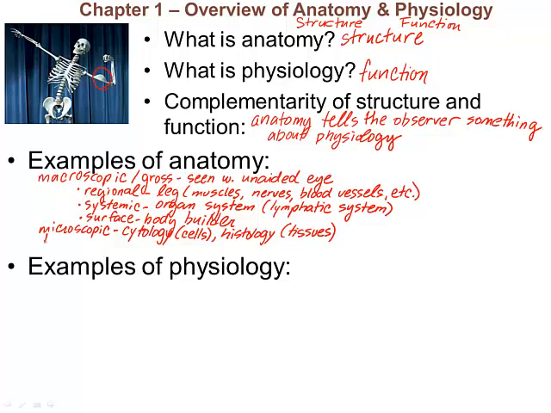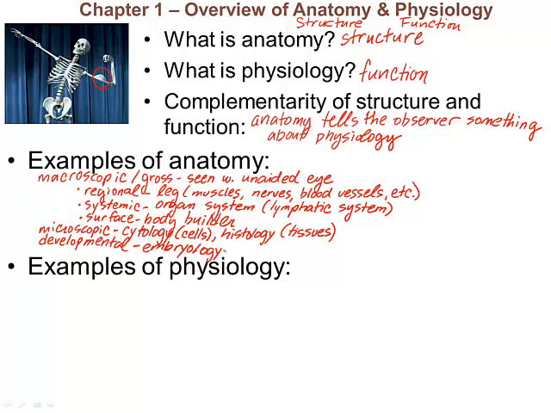Then developmental anatomy is simply following the development of an organism through different stages of life. The example in your book is embryology. So studying and looking at the phases of an embryo as it develops, as it continues to grow and eventually becomes a fetus.